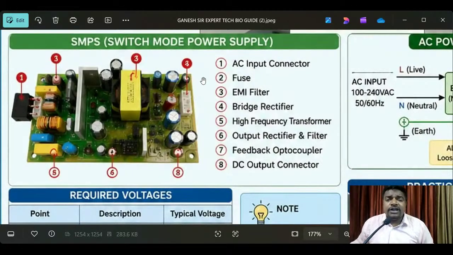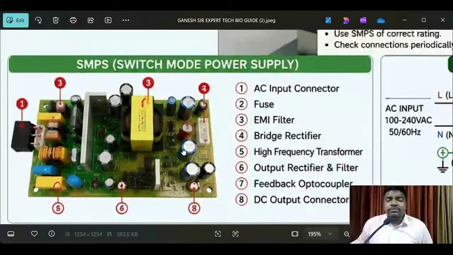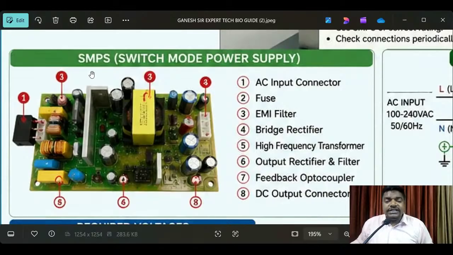As a technical biomedical engineer, listen carefully to what I'm saying here. SMPS means switch mode power supply. I hope it is visible right now. My dear engineers, listen carefully. When you see an SMPS power supply, you have to find out that yes, this is the SMPS. How can you say it is an SMPS board? Based on what components are there.